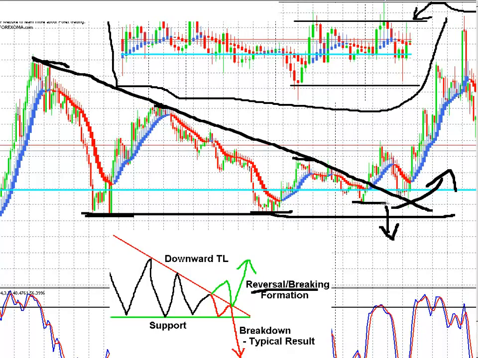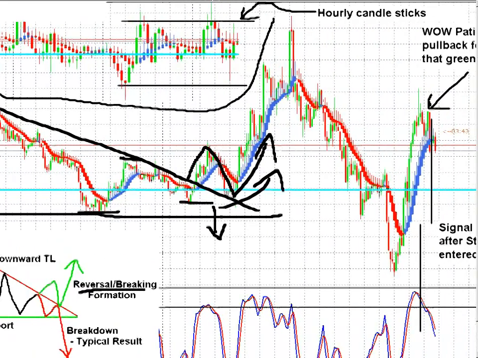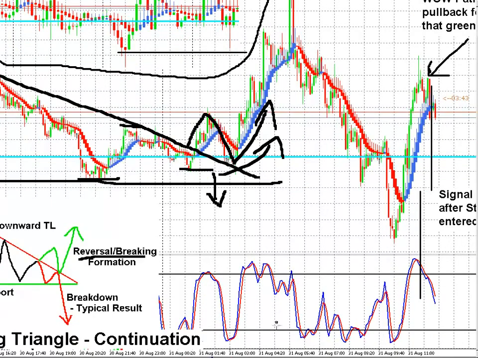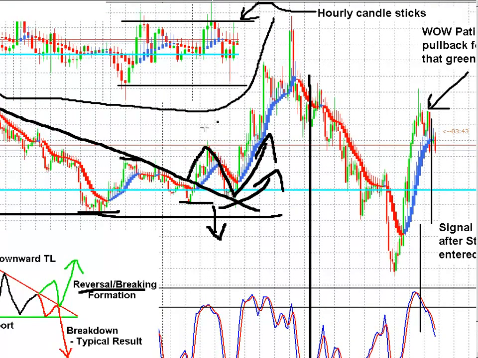This one didn't even come close to support this time. It just bounced. So as soon as it breaks the trend line, you start watching to see what happens. Typically what happens is it breaks, then it comes back down to touch the trend line, and then it goes up again. And then it goes up for, this is a 5-minute chart, so this is up to 6 o'clock here. So for 6 hours it goes up, breaking formation.